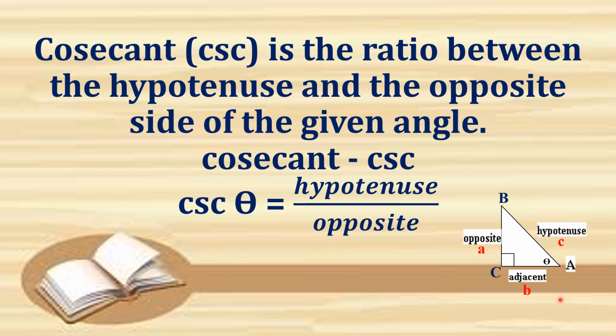So, from our given right triangle ABC, our angle theta is angle A. The hypotenuse is side AB or side C. And the opposite side of angle A is side BC or side A.